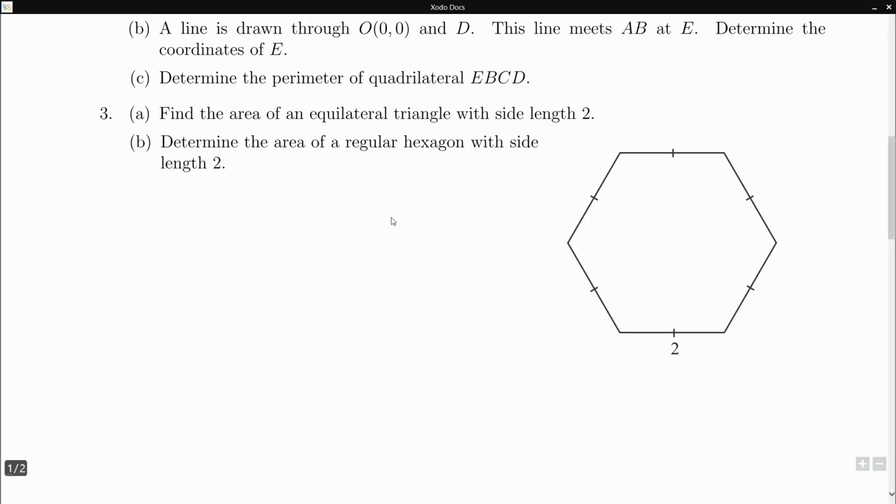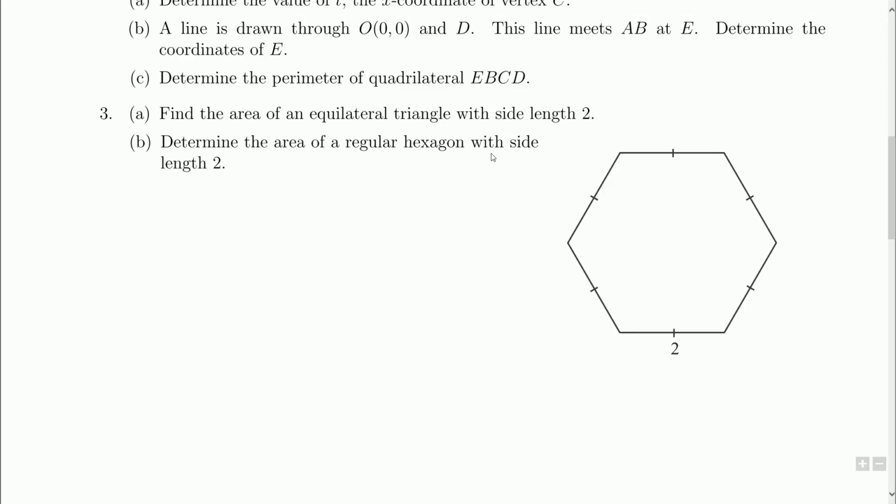Part B. Determine the area of a regular hexagon with side length 2. Now, it's a regular hexagon, and as they have pointed out in their picture, all the side lengths are the same, but it also means all these interior angles are the same.